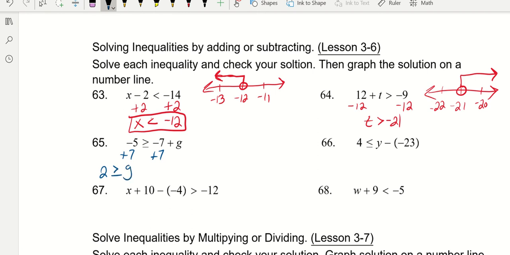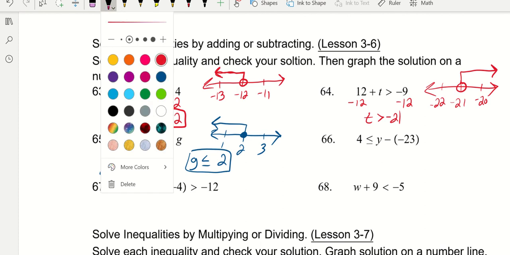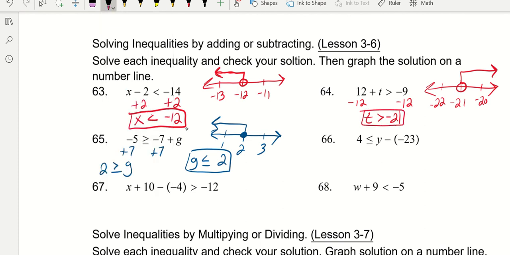Now here's a problem where we have g on the right side of the inequality. We need to flip this around, so g is on the left, 2 is on the right. When I do that, I have to flip that sign to less than or equal to. There you go. We have 2, we have 3, we have 1. Open or close circle at 2? Close circle at 2. Do I shade left or right? Shade left. There we go.